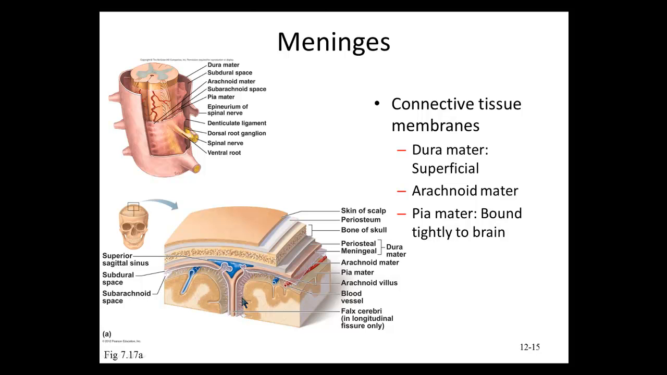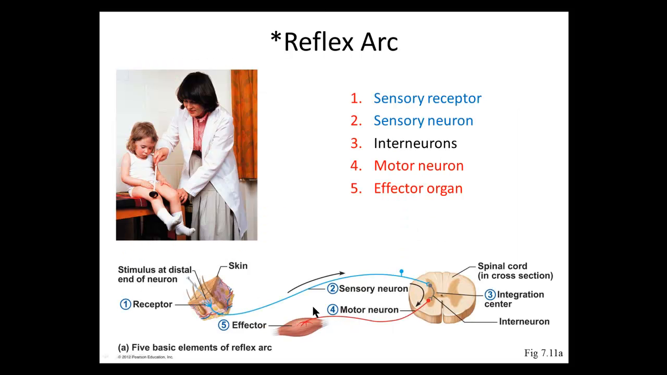So we talked about the reflex arc. When a doctor taps a child's knee with a hammer, it brings sensory afferent information into the spinal cord through the dorsal root to the dorsal horn. Here's a dorsal horn, and here's that interneuron. It's a special neuron that communicates between the dorsal horn and the ventral horn.